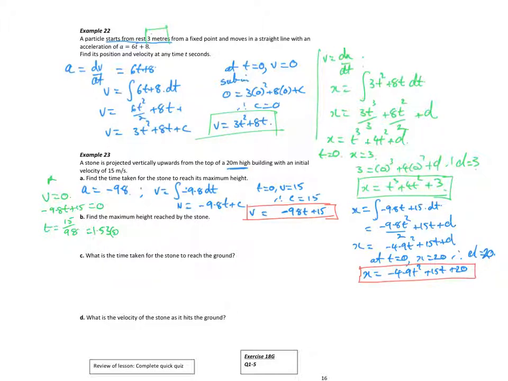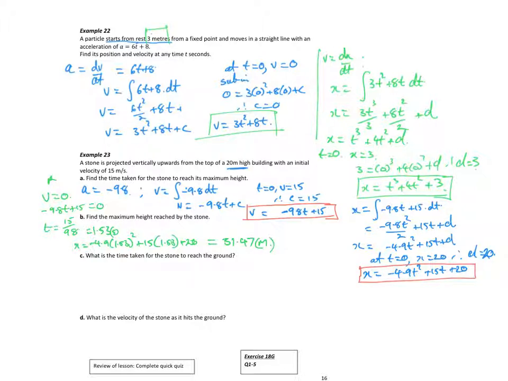Okay, find the maximum height reached by the stone. In other words, where is the particle after 1.53 seconds? So I've got to substitute that into the position rule. So I'm going to put x is equal to negative 4.9 times 1.53 squared plus 15 times 1.53 plus 20, and that gives me 31.47 meters.